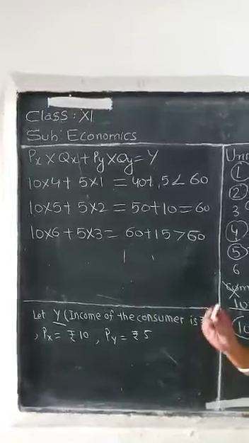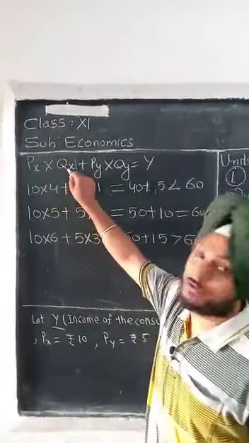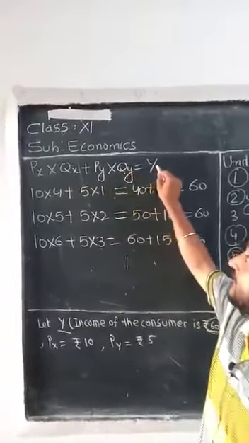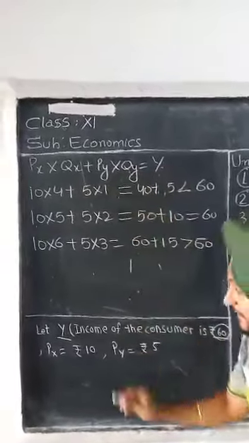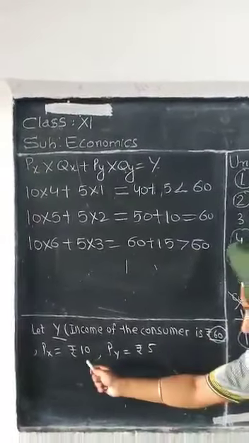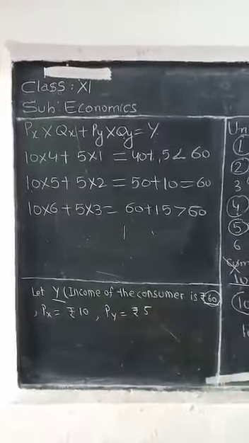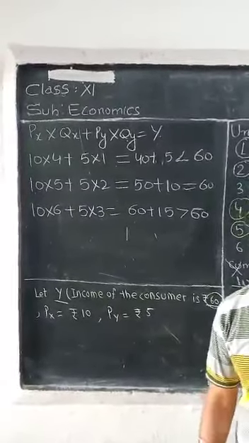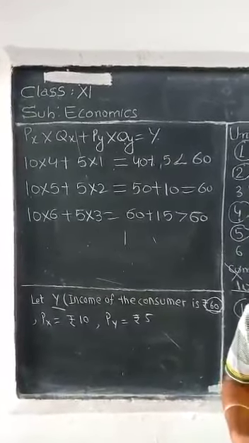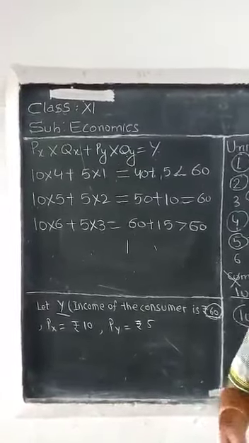Yes students, so now you can see one more time, price of x into quantity of x plus price of y into quantity of y should be equal to Y. Y means income. Here we have assumed income 60 rupees, price of x 10 rupees, and price of y 5 rupees. These are assumptions, and there may be a question where you have to find the different combinations. I will show it to you also.